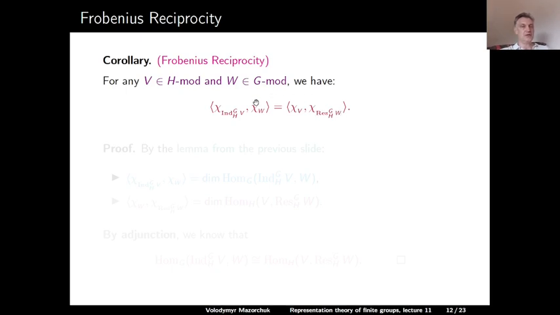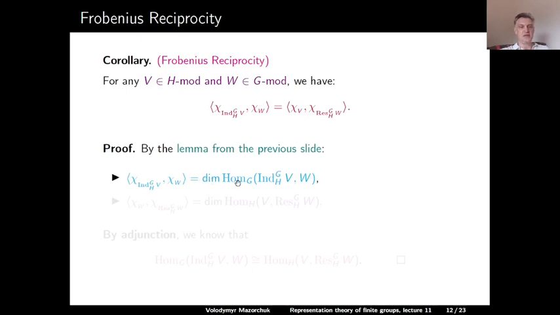So please note that the scalar products on the two sides of this equality are scalar products in two different spaces. On the left-hand side, we are talking about the scalar product in the space of class functions for the group G, while on the right-hand side, we have the scalar product on the space of class functions on the subgroup H.